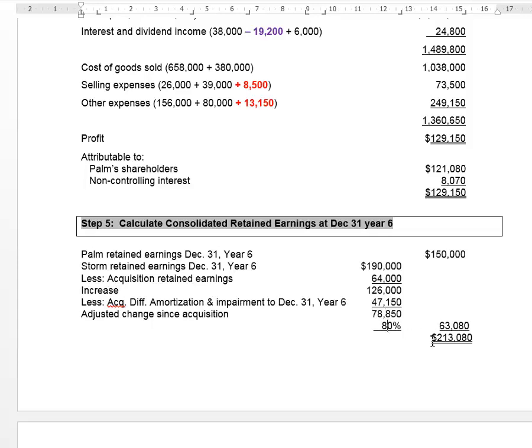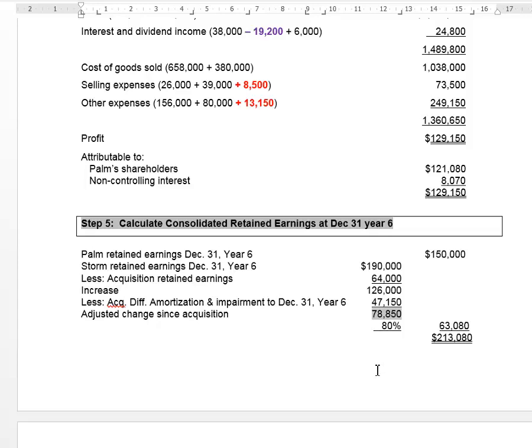That's for the sub. So we can only lay claim to our share because we are only 80% investors in the sub. So we can only lay claim to 80% of the post-acquisition, meaning after acquisition, adjusted retained earnings of the sub. And that's 80% of 78,850, and that gives us 63,080. So we know that on the consolidated balance sheet, we're going to have $213,080 in consolidated retained earnings. Bear in mind that the other 20% of this, or $15,770, is going to belong to the NCI shareholders.